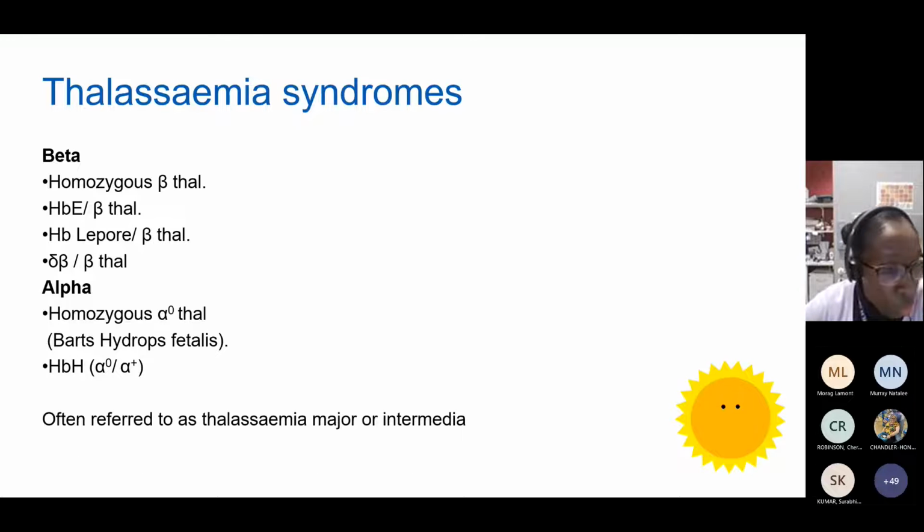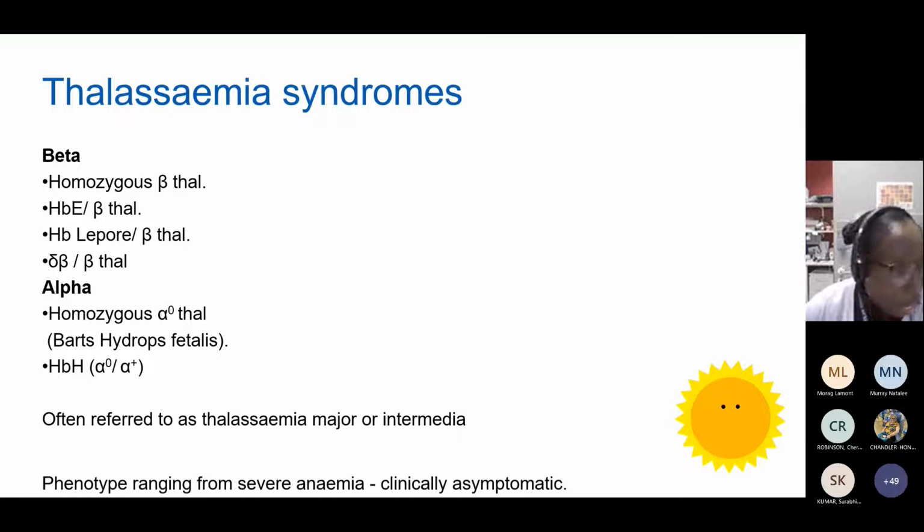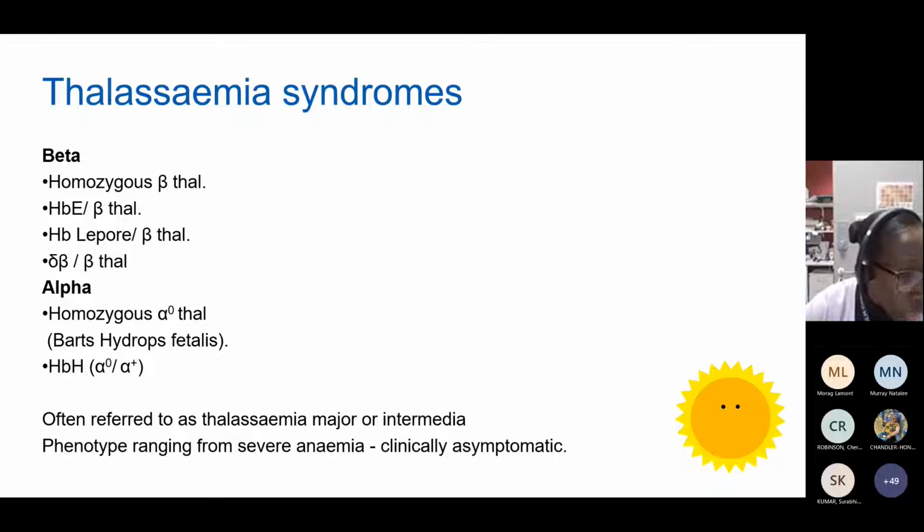So with regards to the phenotypes, it's often referred to as thalassemia major or intermediate, and that generally says that the phenotype ranges from severe anemia to clinically asymptomatic. Yeah, and I'll go a little bit more on the major and the intermediate afterwards.